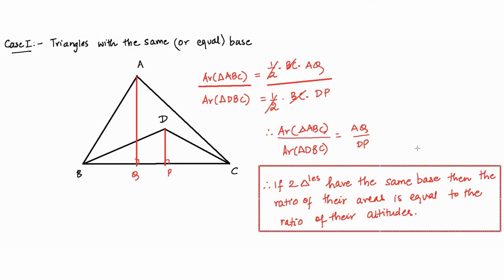That is based on the areas of triangles. If two triangles have the same base, then the ratio of their areas is equal to the ratio of their altitudes. So this particular theorem is going to be useful when we deal with problems that are based on areas as well as the ratio of the sides.